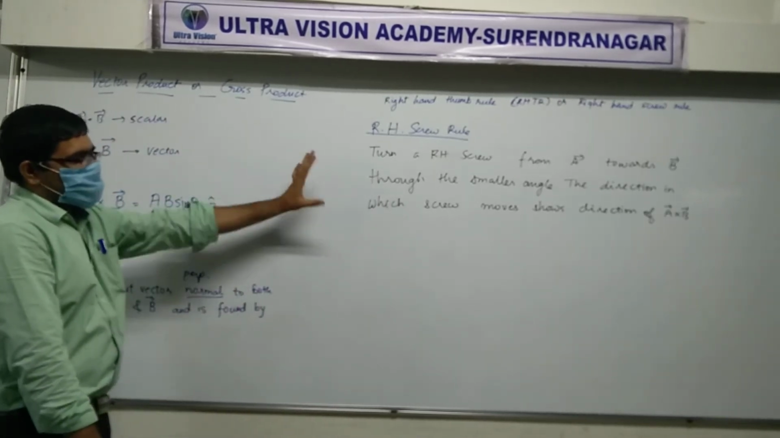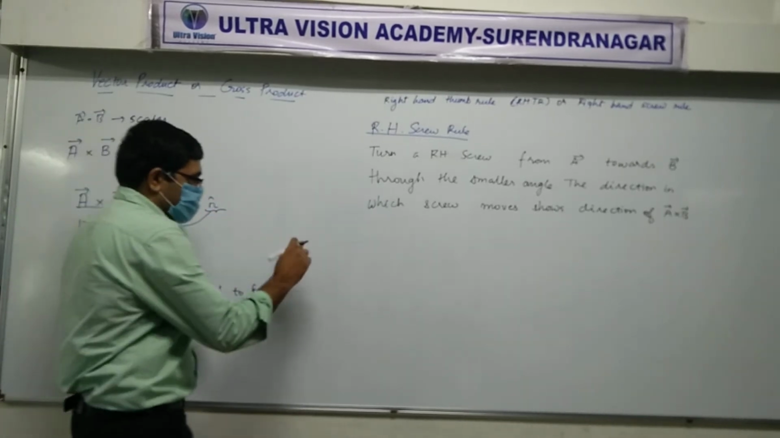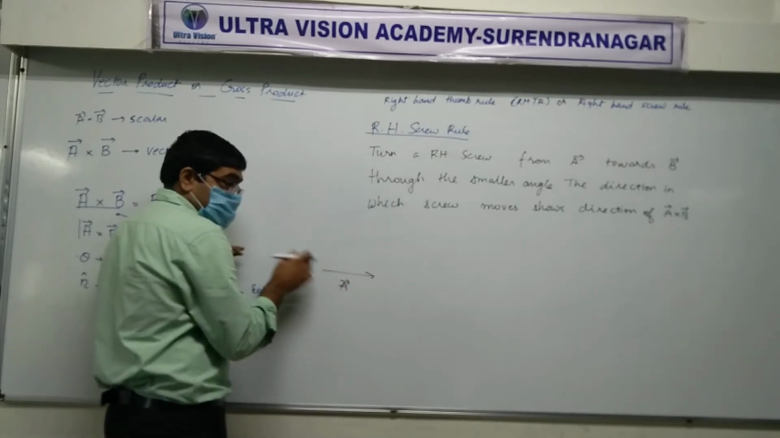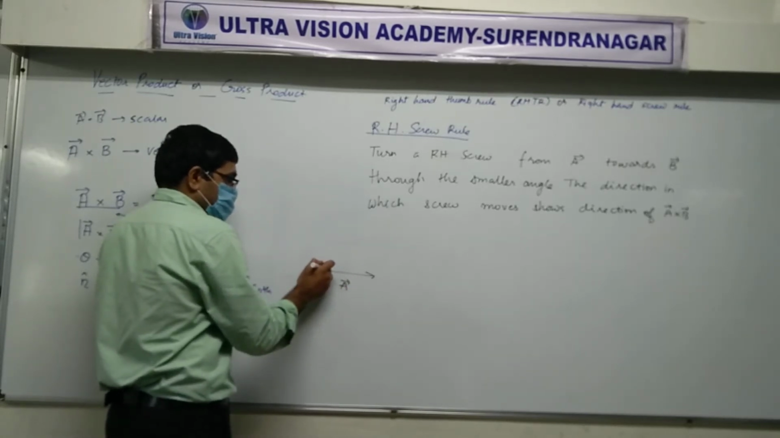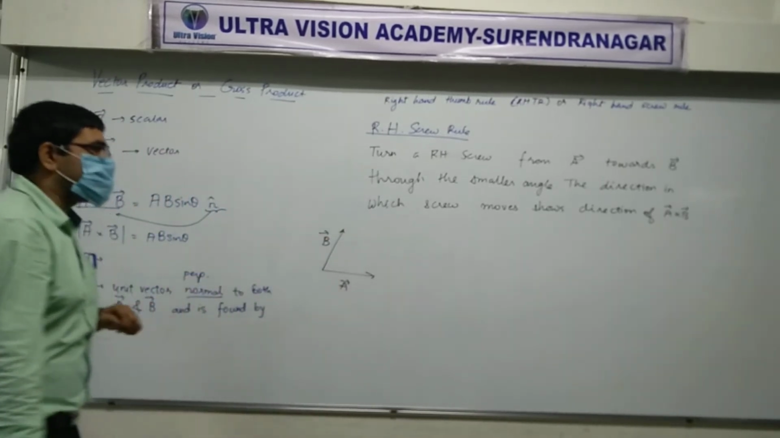Okay, so this is what it means. Have a look. Suppose I tell you that we have got two vectors here. Let's say this is A vector. You draw it in a notebook. And here is another vector, B vector.